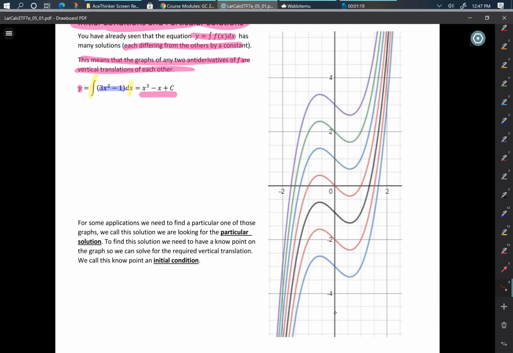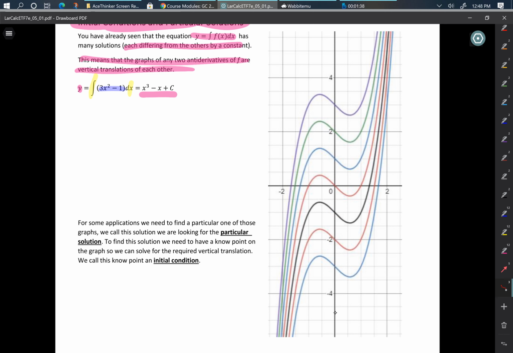Now, if you need to know, look at the y-intercepts. This is crossing at about 1, so that's when c is 1. This is when c is 2. This is when c is 3. This is when c is 0. This is when c is negative 1. This is when c is negative 2. This is when c is negative 3. Just different values for c that I put in.